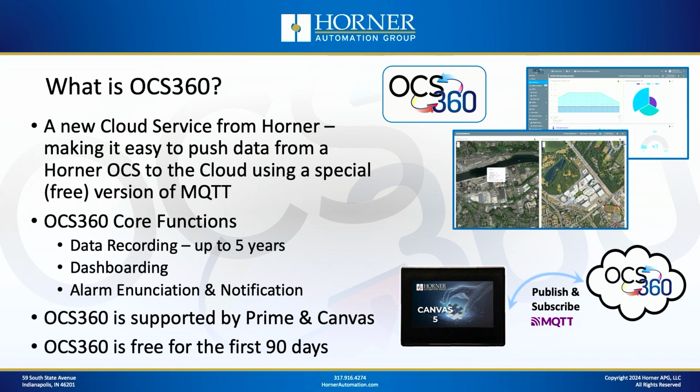That's important because you want to analyze what's going on historically with your process or your machine so you can make improvements. And you can also use that data in the future for AI and machine learning, which is very data hungry. And of course, there's dashboarding, which we covered last week, and alarm annunciation and notification, which we are covering this week. Now, if you'd like to support OCS 360, you'll need a Prime or a Canvas controller.